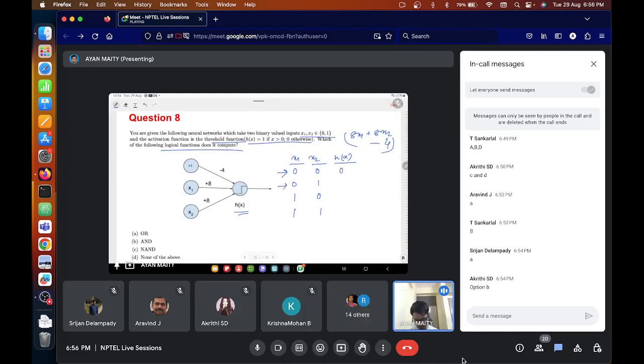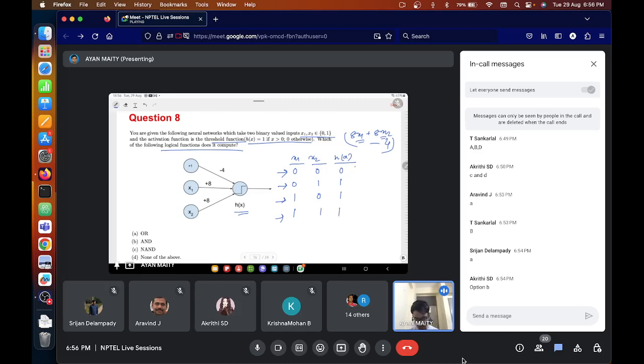Then for 0 1, x1 is 0, x2 is 1, so it would be 8 minus 4, which is 4. So Hx would be 1, because this quantity is positive. Similarly for 1 0, it would also be 1, and for 1 1, it would be 8 plus 8 minus 4, 16 minus 4, which is 12, so it is still positive. If that quantity is positive, then Hx would be 1.